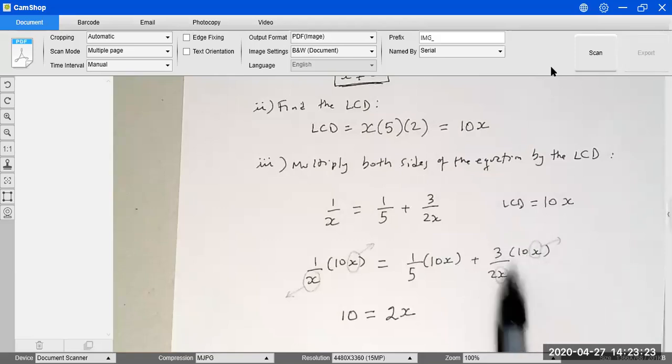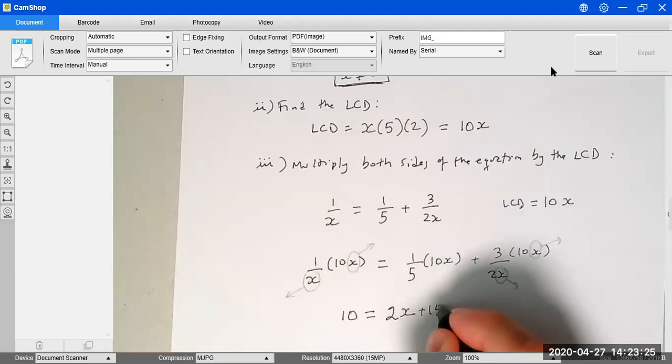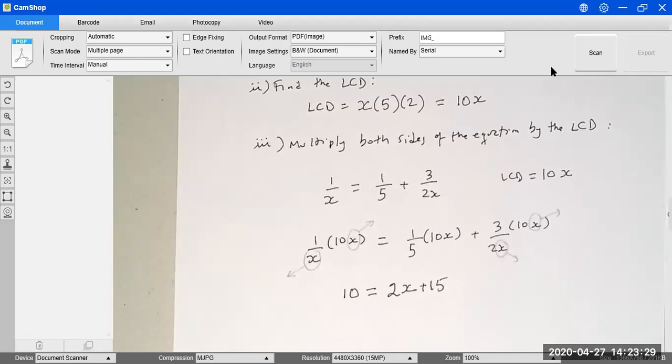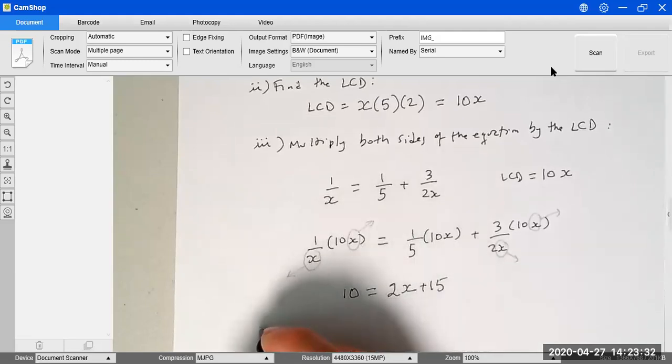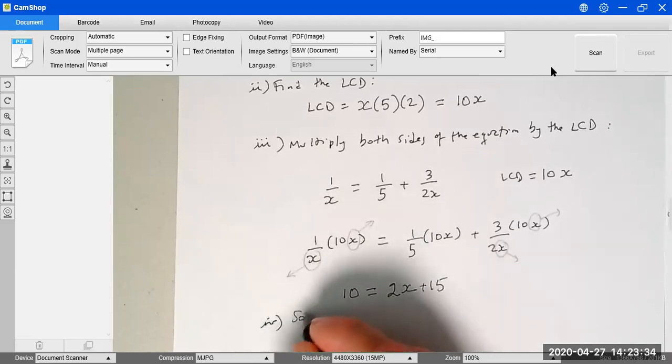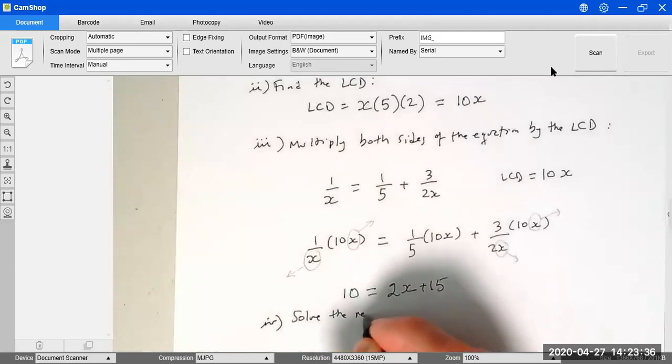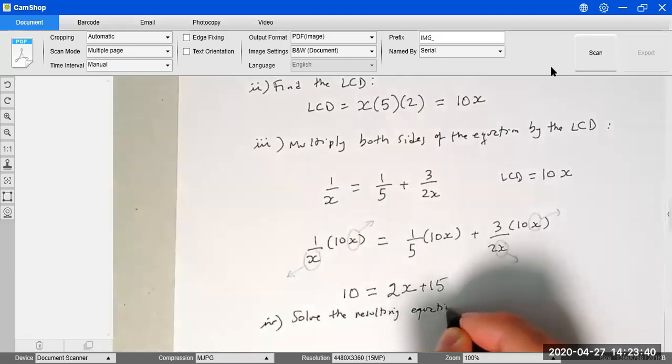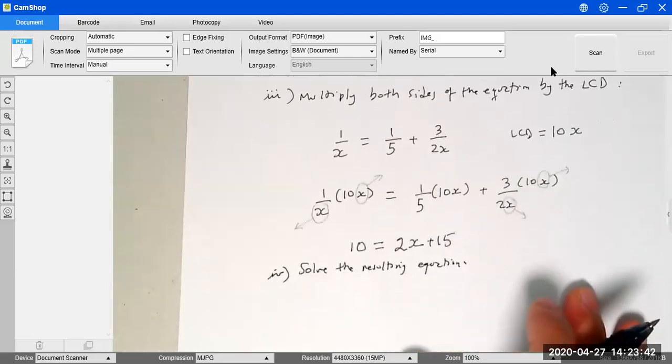30 divided by 2 is going to be 15. So that's the resulting equation. Then we're going to solve the resulting equation. So the resulting equation is this.